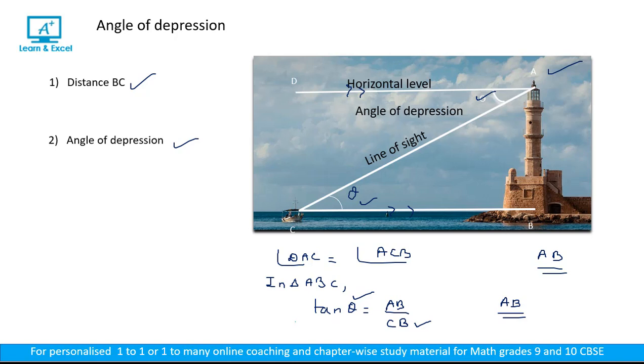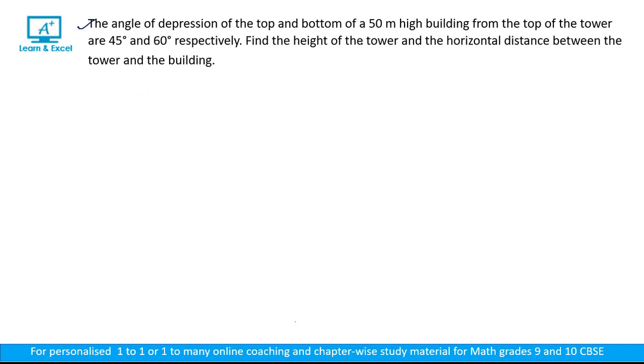For a recap of the formulas that need to be used for solving problems on angle of depression, please go through our first video, which is on angle of elevation. Let us now solve a question and understand this concept better. The angle of depression of the top and bottom of a 50-meter high building from the top of a tower are 45 and 60 degrees respectively. We have to find the height of the tower and the horizontal distance between the tower and the building.